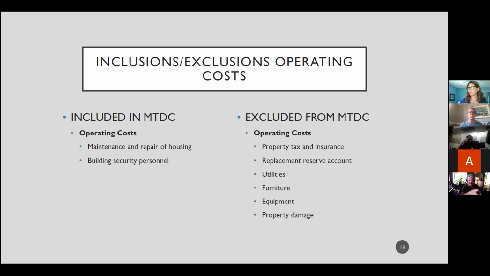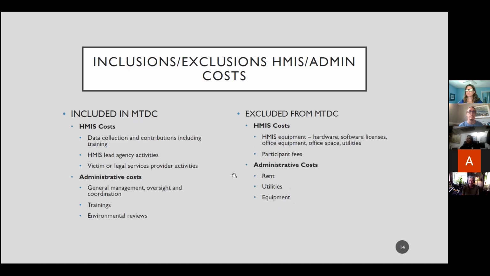But if you meet that and you're charging building security, that can be covered by indirect. But property tax and insurance, replacement reserves, utilities, furniture, equipment, and property damages, none of those things can you claim indirect costs on. So again, that is going to be a big chunk of what your operating cost budget would be, and a lot of that is excluded. Next slide, please. But wait, there's more.